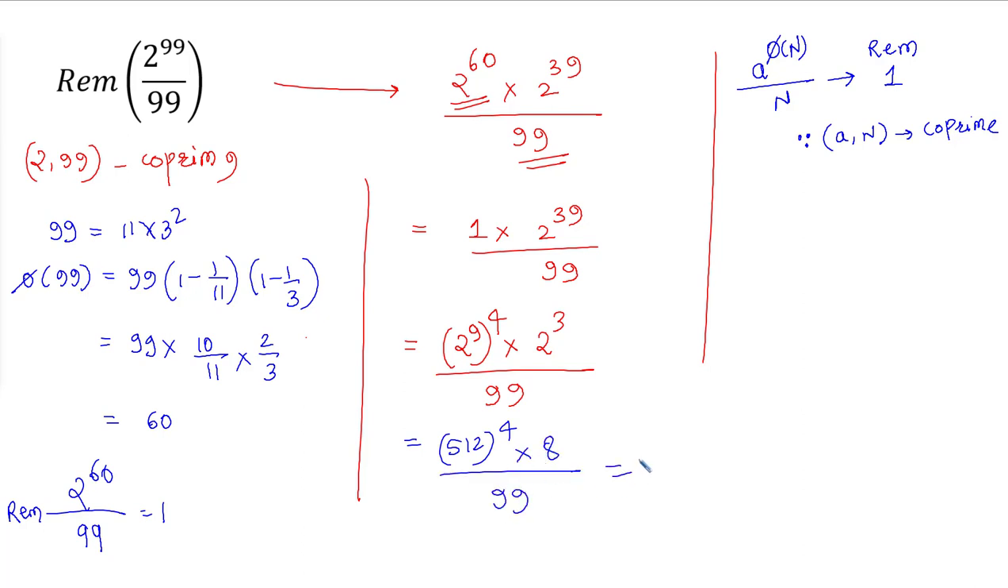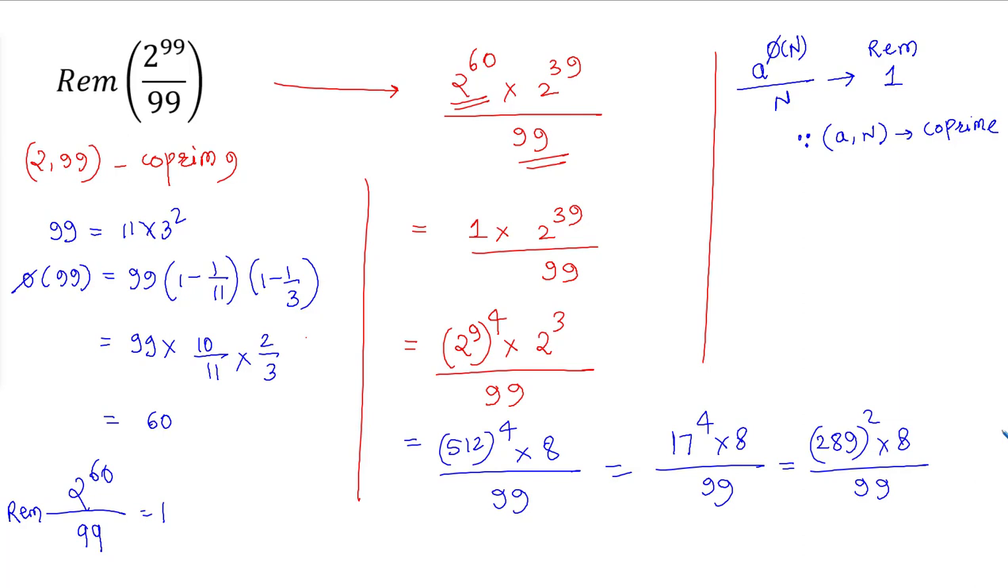Now if I divide 512 by 99, the remainder is going to be how much? Let's have a look at it. 99 into 5 is equal to 495. So the remainder is going to be 512 minus 495, that is equal to 17. The remainder will be 17 to the power 4 into 8 divided by 99. Now 17 to the power 4 we can write as 289 square, into 8 divided by 99. We need to solve it like this. That will be very lengthy.